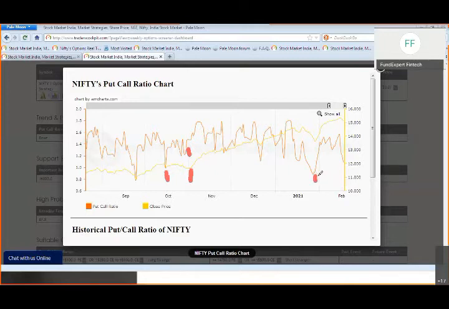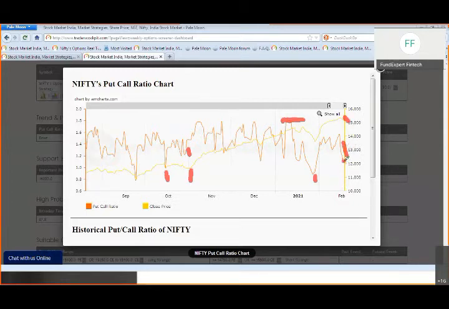Put call ratio may change drastically. Somewhere on the downside it can come down to 0.4 or 0.6. On the higher side it can go to 1.8 also, as it happened here. 1.8 was the value. In the current scenario, the put call ratio is downside. The put call ratio came down and the price was also downside here.